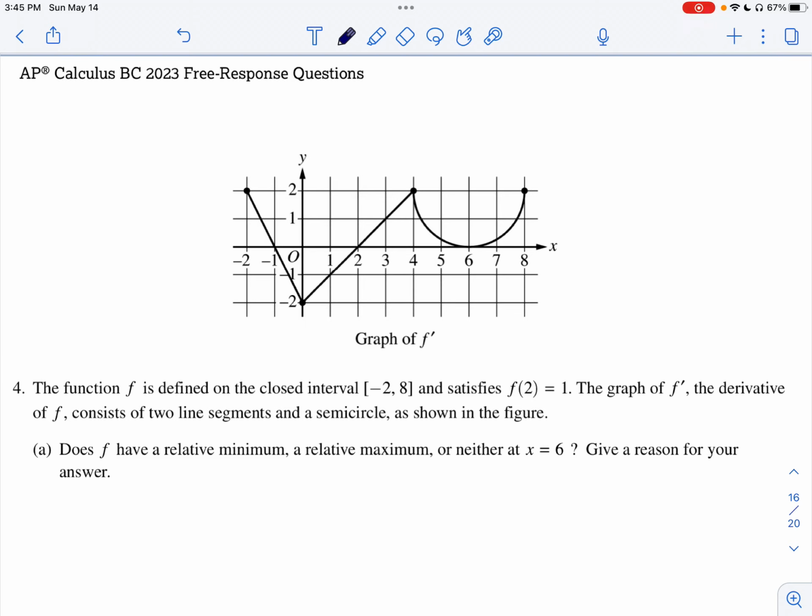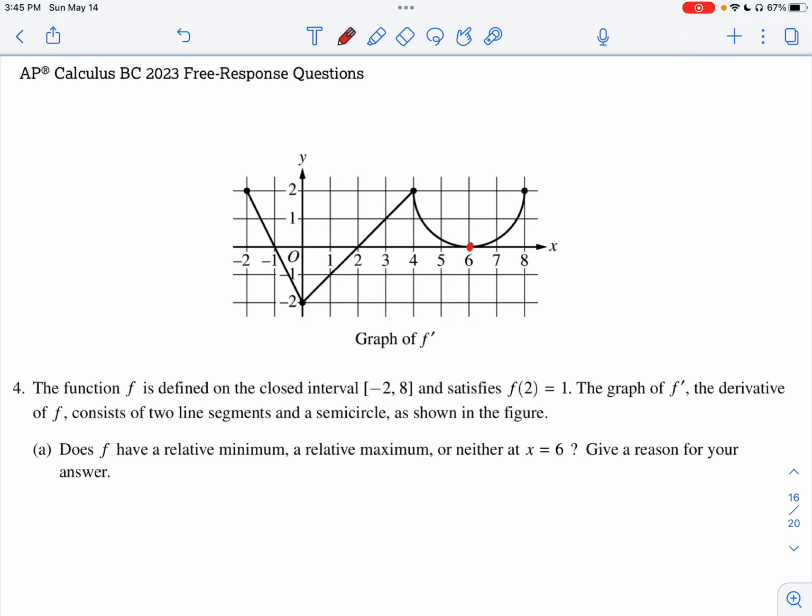The function f is defined on the closed interval from -2 to 8, and it satisfies f(2) = 1. And we're actually given the graph of f prime, or the derivative of f, which is made up of two line segments and a semicircle, as we can see here in this graph. The first part is asking us, does f have a relative min, a relative max, or neither at x = 6? So we're looking at this point here, and we're trying to determine if that is a relative extrema or neither. In order for it to be a relative extrema, we know that the derivative must have a sign change.